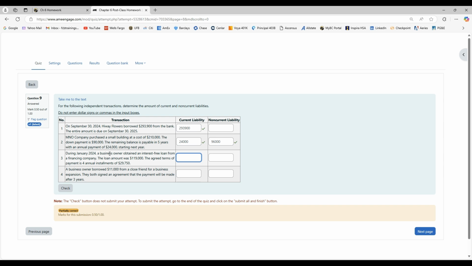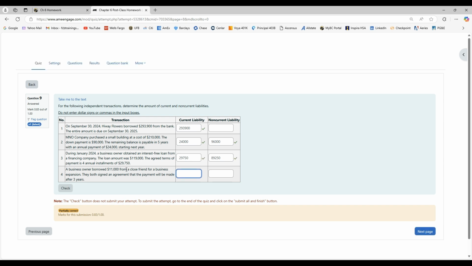During January 2020, the business owner got an interest-free loan of $119,000 with annual installments of $29,750. So really easy. These problems are pretty simple because it tells us more or less the payment that will be made within 12 months, and then we just need to separate that into those two pieces. So this is the payment amount, and then this is the rest of the 119,000. Add those together, and it would get you to the 119,000 basically.